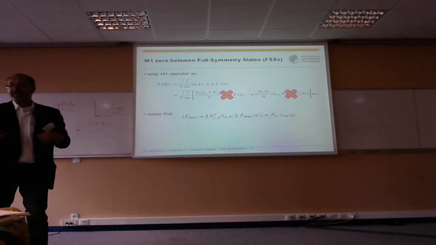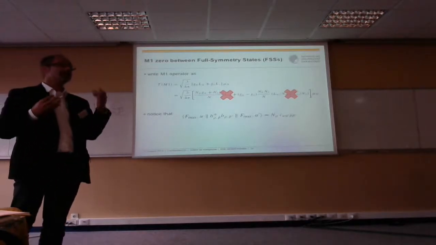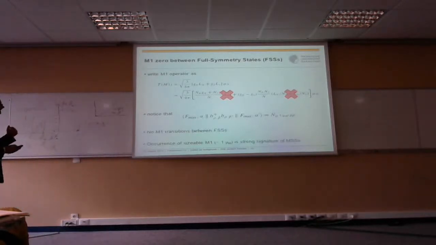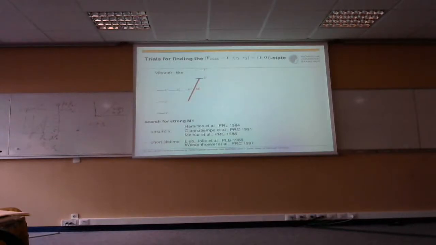On the other hand, we said mixed symmetry states produce very large M1 transitions. So M1 transitions are a unique signature to find the mixed symmetry states, because they are forbidden between symmetric states. Aha, no M1 transitions between fully symmetric states, occurrence of a sizable M1 matrix element of the order of 1 nuclear magneton, a strong signature for mixed symmetry states. So that is takeaway message 4. M1 transitions with matrix elements of the order of 1 nuclear magneton in size are unique signatures for mixed symmetry states.